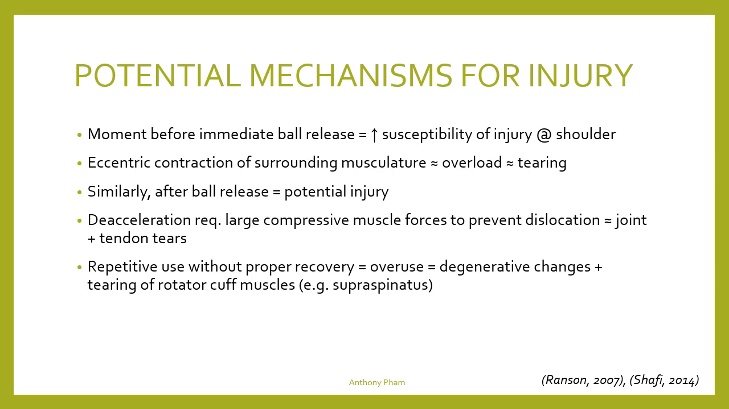Similarly, following immediate ball release, the rapidly moving throwing arm needs to decelerate with the body. Muscles produce large compressive forces to resist joint dislocation. Due to the nature of the sport and constant need to produce maximum throwing force when covering long distance or fast bowling, the repeated overhead throwing actions can result in degenerative changes in the shoulder joint.